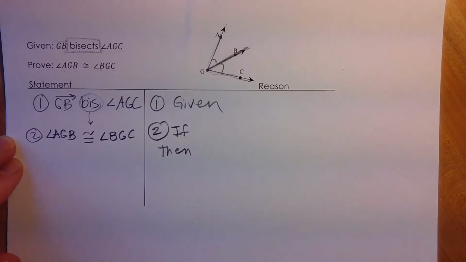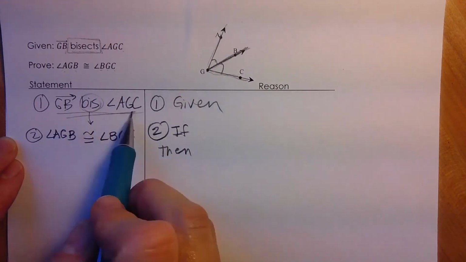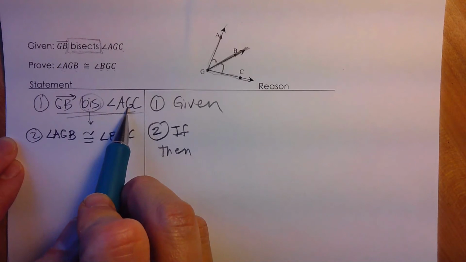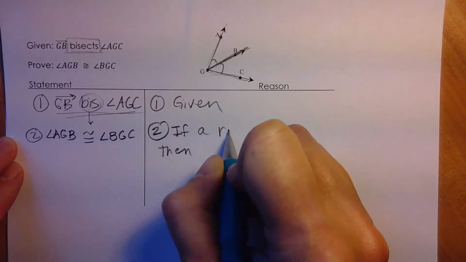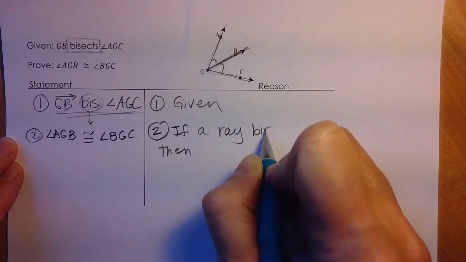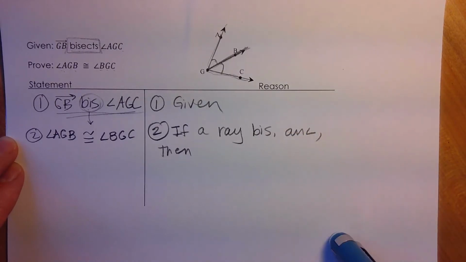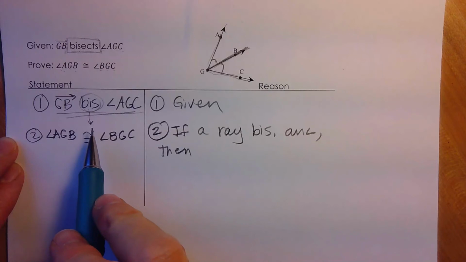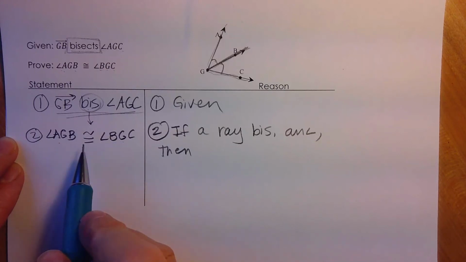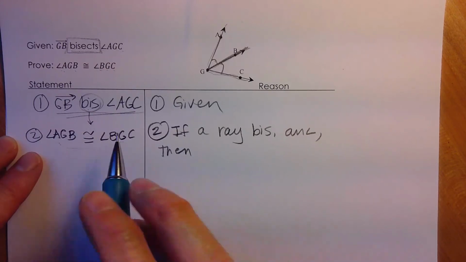And we're going to get our if-then. So if this happens, if a ray bisects an angle, then it, as in that ray, divides the angle into two congruent angles. That's what we're allowed to say.